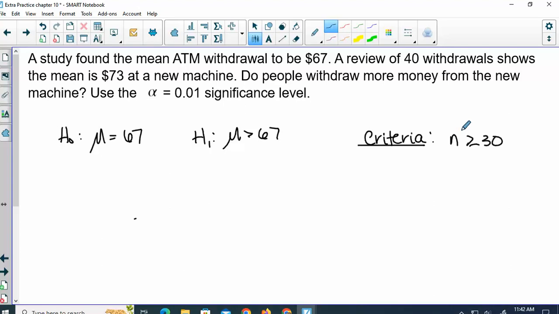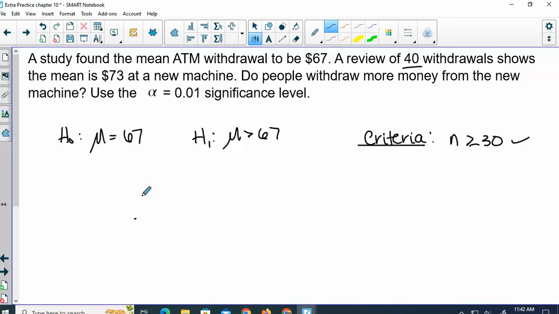Okay, so we met our criteria, because we have 40. So then if I want to do this on my calculator, we go stat, tests. Which test do we do? The t-test, number 2. We're basing it off stats. The mean of the null is my 67. What is the x bar? 73. Ooh, I left out something, didn't I?